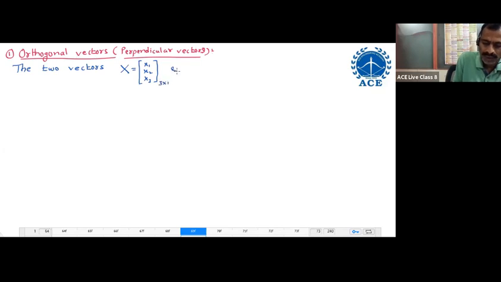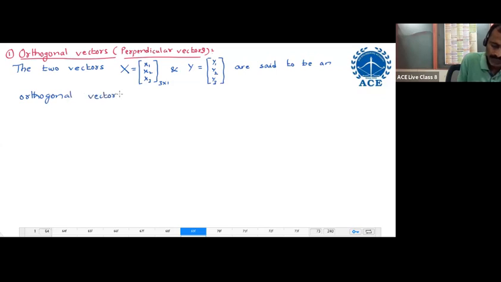And capital Y equal to y1, y2, y3 are said to be orthogonal vectors if x dot y equal to 0. That is, the dot product is 0 between two vectors. The two vectors are called perpendicular vectors or orthogonal.